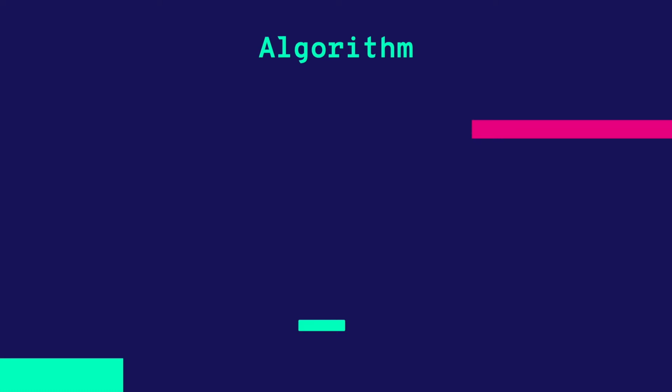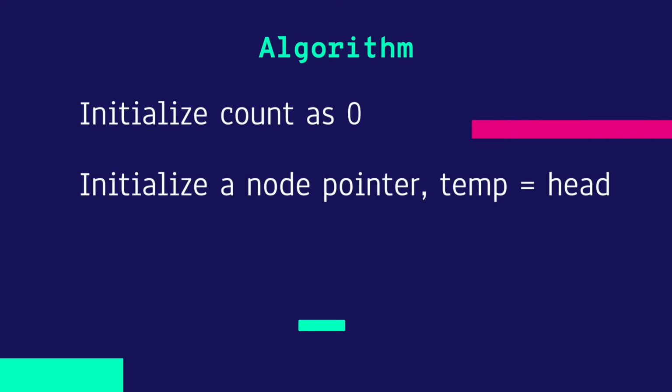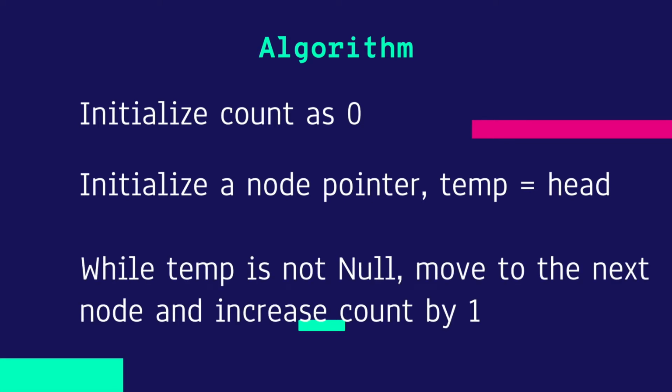To check the length of a singly linked list, firstly, I will initialize count as 0 and a node pointer named temp equal to head. Then, while temp is not null, it means that we haven't reached the end of the linked list, so we move to the next node and increase count by 1, and the process is repeated until temp is null. It means we have reached the end of the linked list.